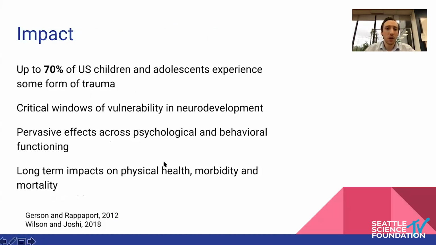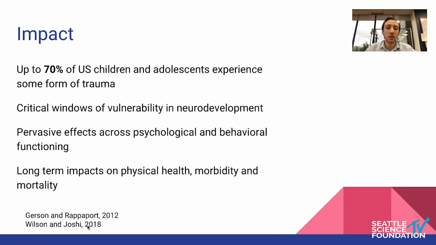When we're talking about how prevalent this is, what is the impact of trauma among children? Epidemiologic studies estimate that up to 70% of US children and adolescents experience some form of trauma. And we recognize that trauma that occurs during childhood or adolescence could impact critical windows of neurodevelopment, where various regions of the brain are undergoing extensive synapse formation, dendritic branching, and the physiologic stress response, the release of stress hormones that occurs during trauma, can disrupt these essential processes in development.